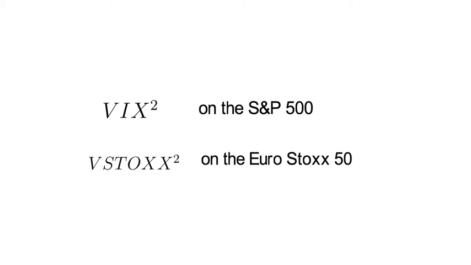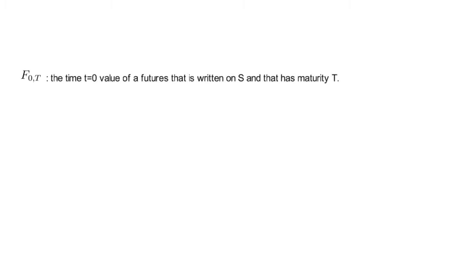Now also note, as you vary maturity capital T, you can trace out a full term structure of expected priced-in Q variance. Now let's turn to some math. Let F_0,T be the time t0 value of a futures that is written on S and that has maturity capital T.